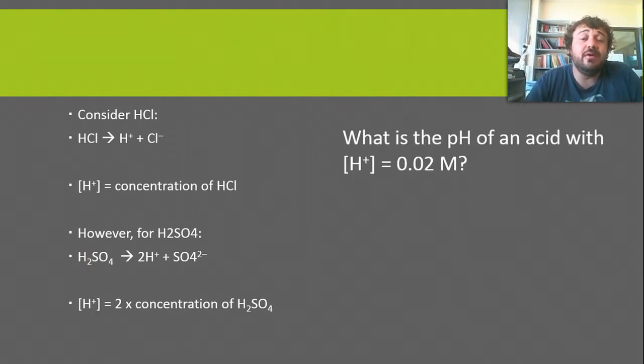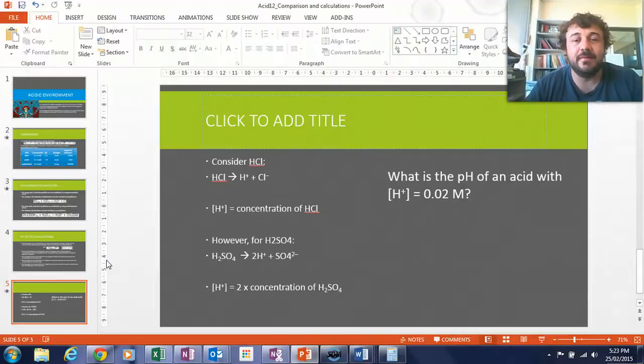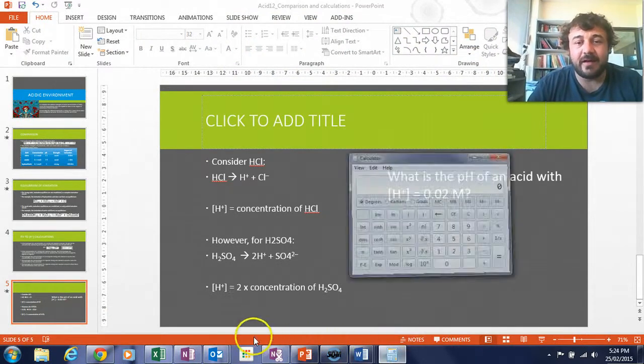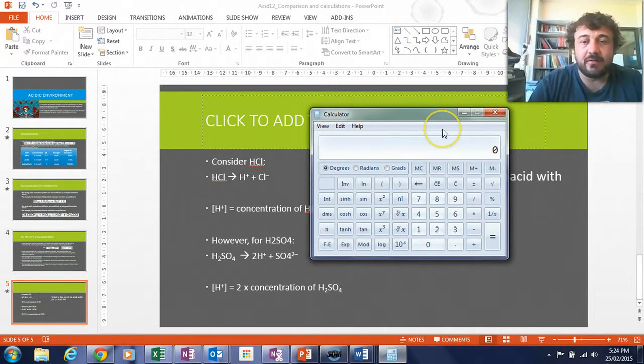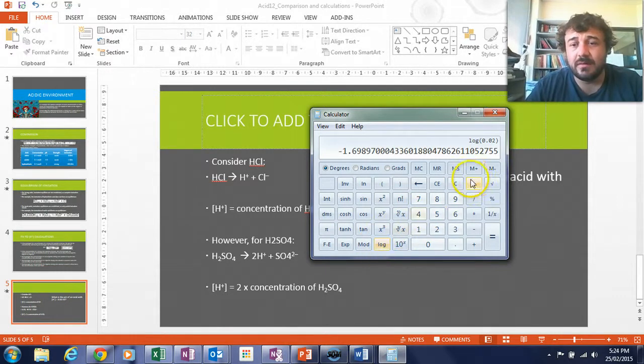All right, so we want to work out what is the pH of an acid where the hydrogen concentration is 0.02 moles per liter. Now, if we pop up our calculator, we can do this. We can go 0.02, okay, log, plus-minus. That's it. It is as simple as that. It is 1 point. Now we went to 2 significant figures, so we would call that 1.7. All right, 1.7. Straightforward, super simple.